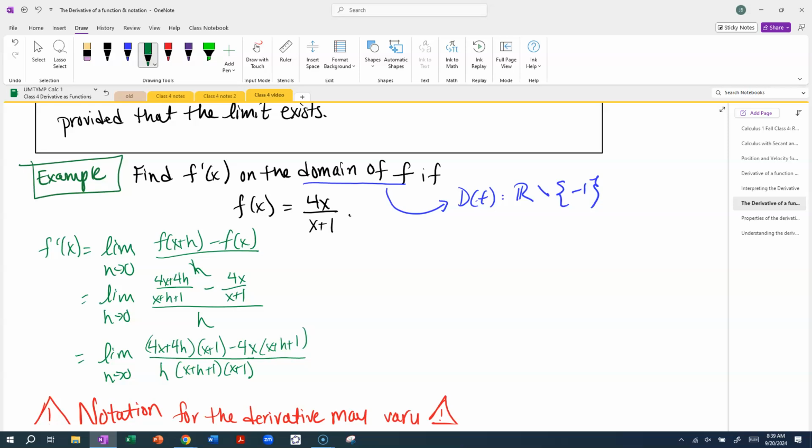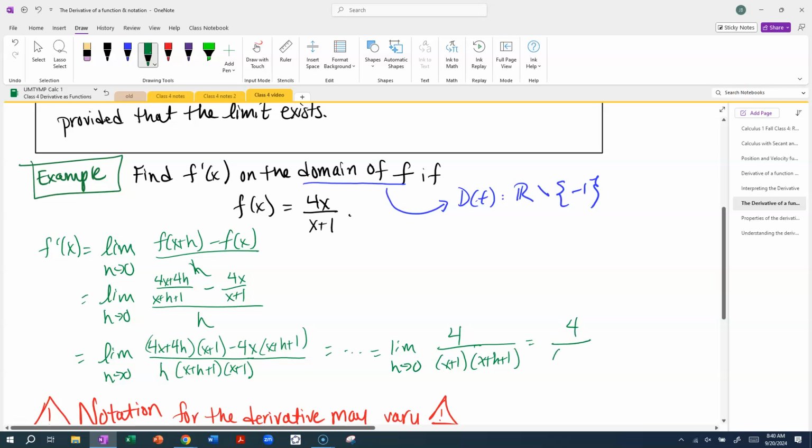And then a whole bunch of work later, again, verify on your own. It should reduce, if you did it correctly, to 4 divided by x plus 1 times the quantity x plus h plus 1. Okay, so this is after factoring out an h and dividing it out. And then we send h to 0, and we end up getting 4 over the quantity x plus 1 squared. Okay, and so this would be the derivative of the given function for any value x within the domain of f.